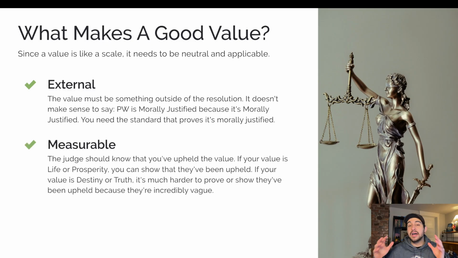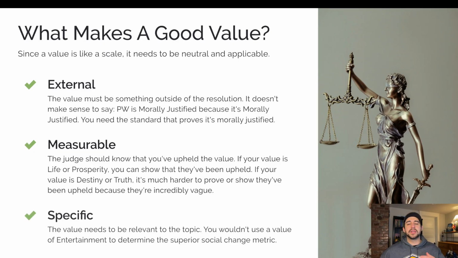The second quality of a really good value is that it is measurable. The judge should be able to tell when your value has been met. For example, if you have the value of life, we can see that your side of the resolution upholds life either by saving lives or by making lives better. Same thing with prosperity, that can be measured economically, it can be measured with freedom, things like that. But if you had a value such as destiny or truth, it's so much harder to prove that you've actually upheld those values because they're so incredibly vague. So values need to be external and they need to be measurable.